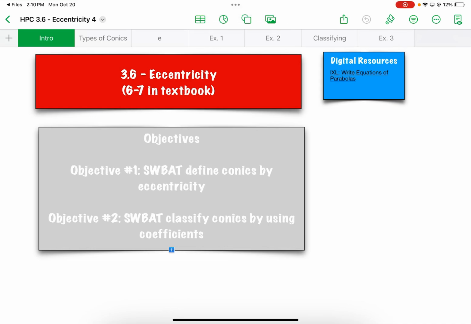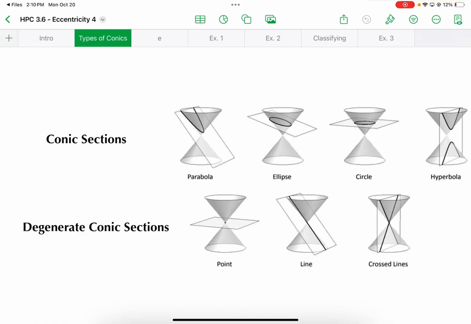All right, so in this section, we're going to be looking at defining conics a new way using what's called its eccentricity. So we'll talk about what that means. And then we're also going to be classifying conics using coefficients, okay? So first, let's just review.